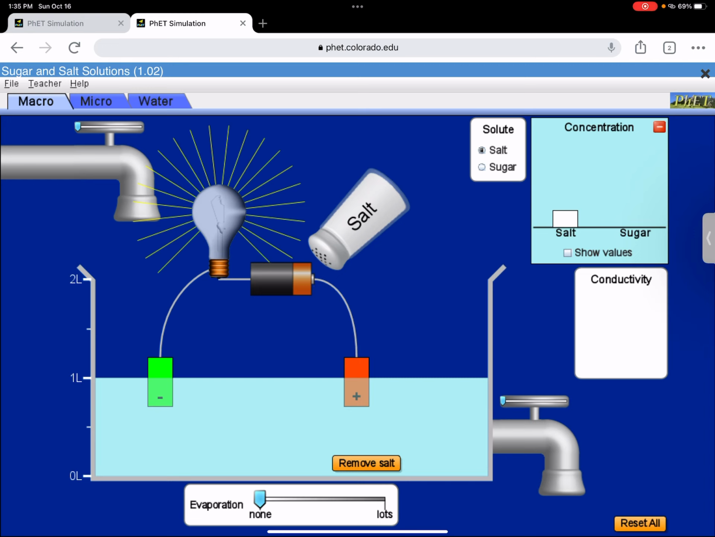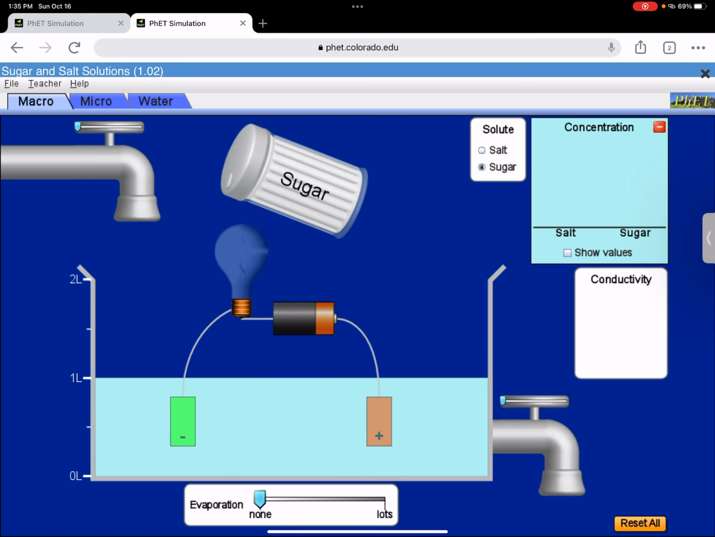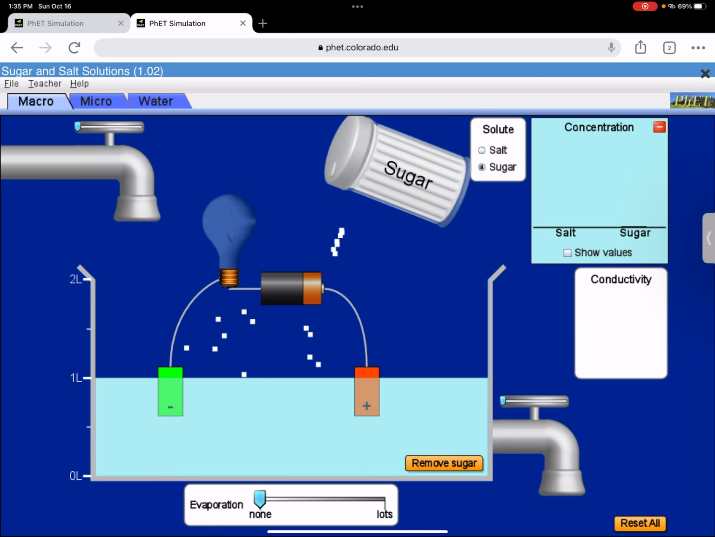In contrast, if I give it sugar and I set up the conductivity, remember, the sugar isn't dissolving because it's attracted to the poles of the water per se. It's doing hydrogen bonding, yeah, but it's not trying to split apart. And so because of that, we don't have anything going on with our light bulb right there. So you can see that there's a difference.